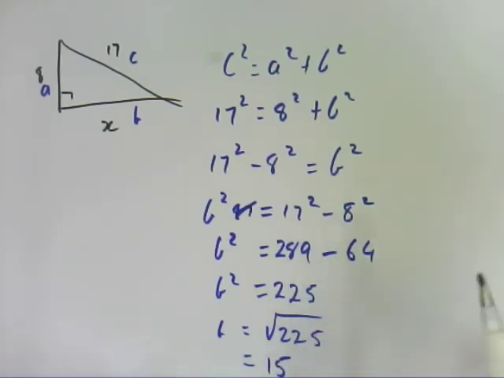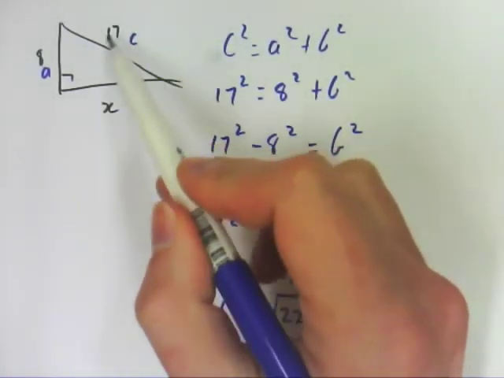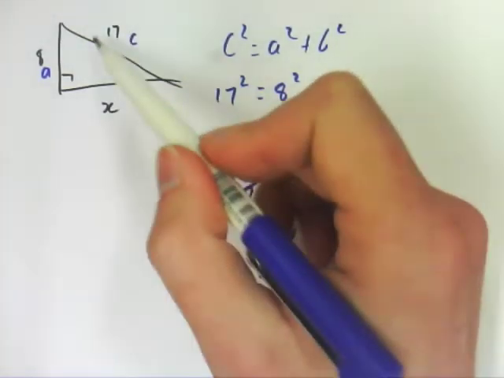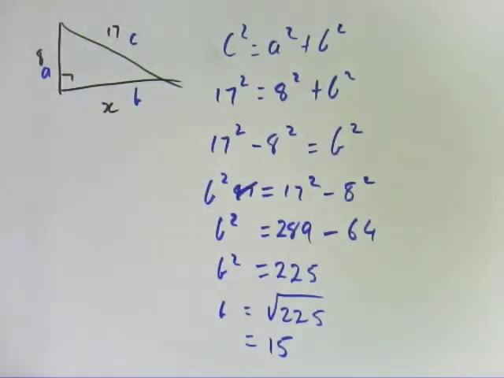So again, the same thing applies to this one. If the number you get here for this side is bigger than this side here, you've done something wrong, because this is not the hypotenuse, this is one of the other sides, and the hypotenuse must be bigger. So this side being 15 fits in perfectly.